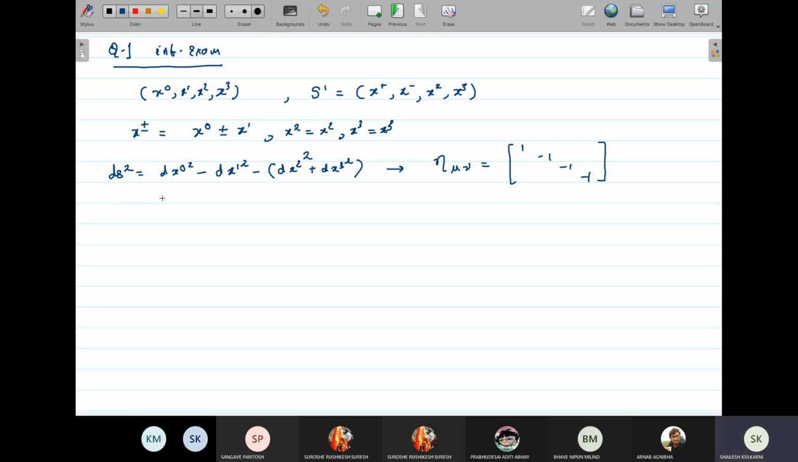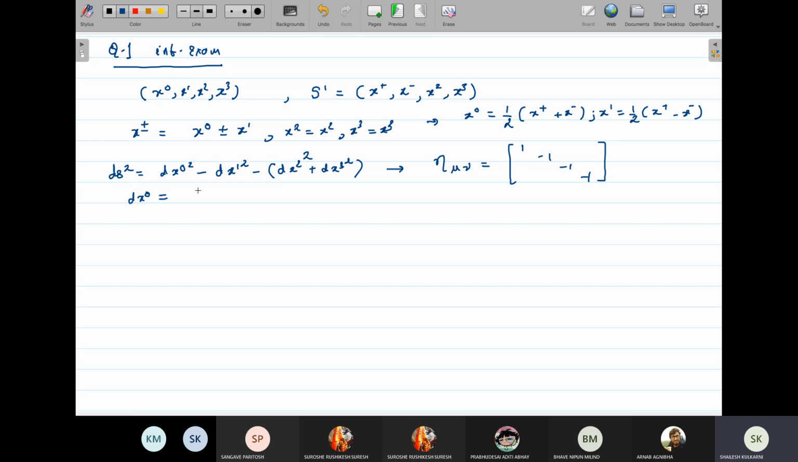Now I want to write the metric in this coordinate system. So what will it be? What is your dx0? You can invert this relation. So you can determine x0 in terms of x plus, x minus. If you add these 2 equations, it will be twice x0 is x plus plus x minus. So x0 will be half of x plus plus x minus. And your x1 will be half of x plus minus x minus.